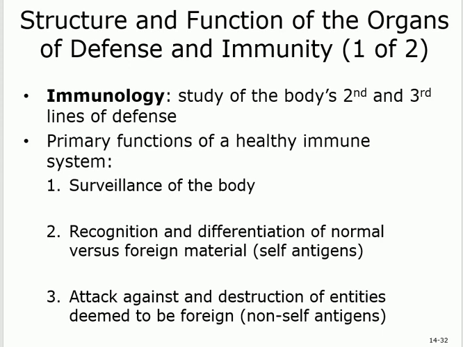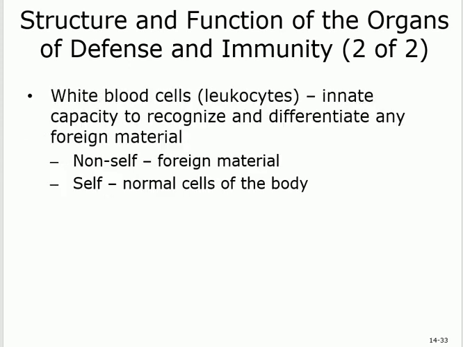So these are the functions. Surveillance is one. You know self from non-self. That's 2. Attack the non-self. That's 3. The white blood cells have an innate capacity. We are born with it. Is that clear? You are born with everything already programmed in your white blood cells. Right after birth, they already know which is self and which is not self.